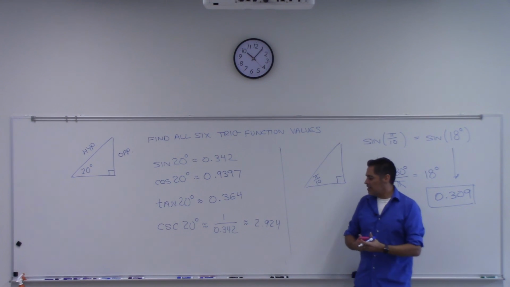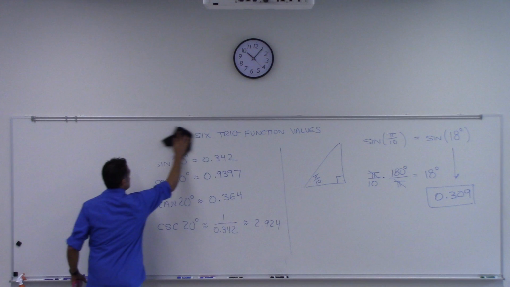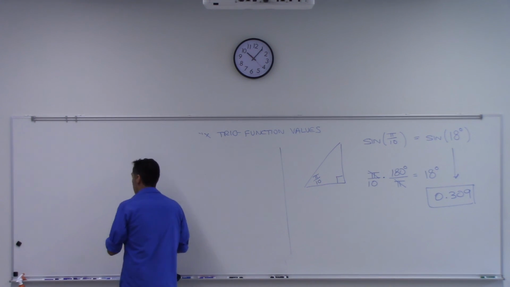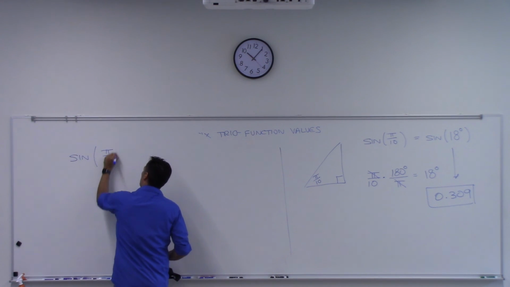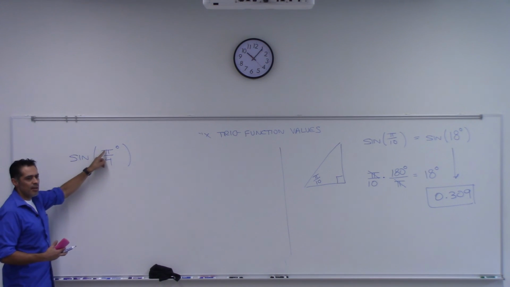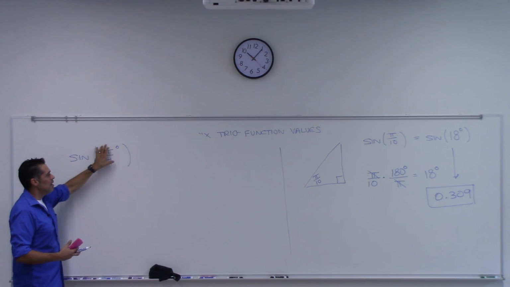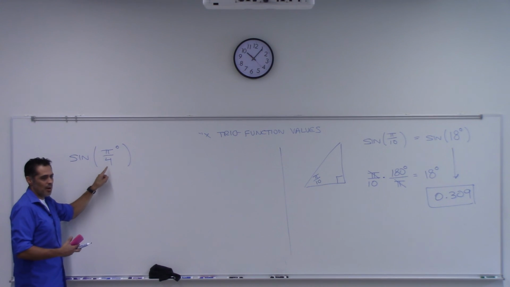Watch, y'all want to see a problem that tricks students? Here's a problem that tricks students, when I give them something like this. What is sine of pi over 4 degrees? That's not 45 degrees, because I've given you the angle. This is the angle, right? Pi divided by 4 is just a number. That's how many degrees this is. So you would need to be in degree mode to do this problem.